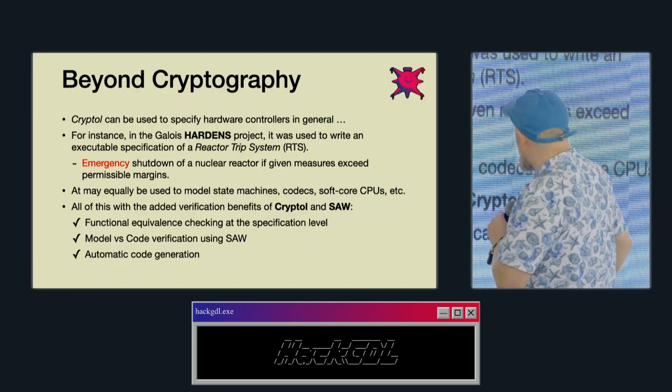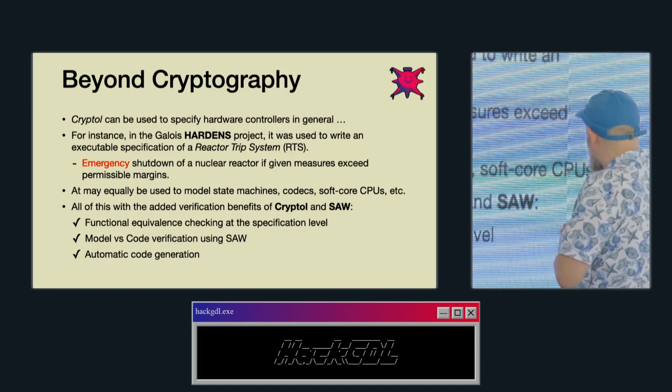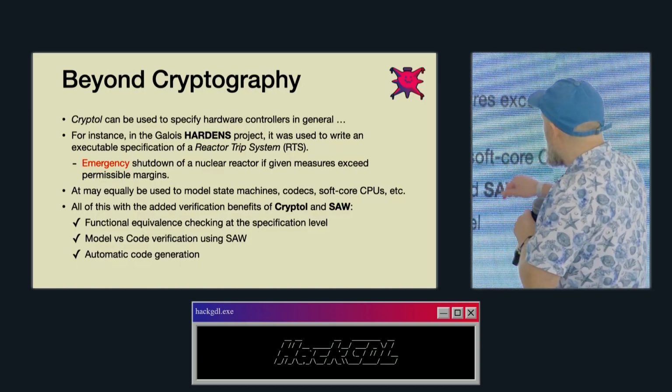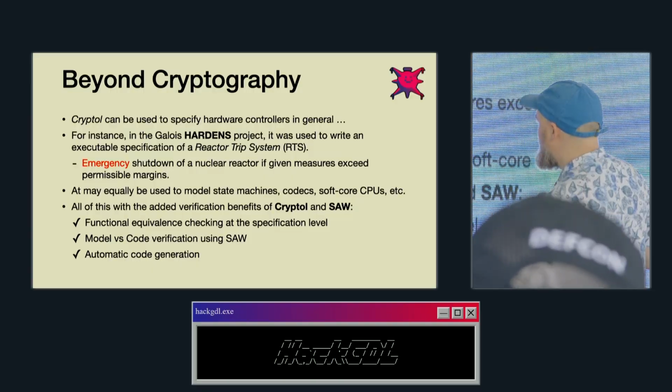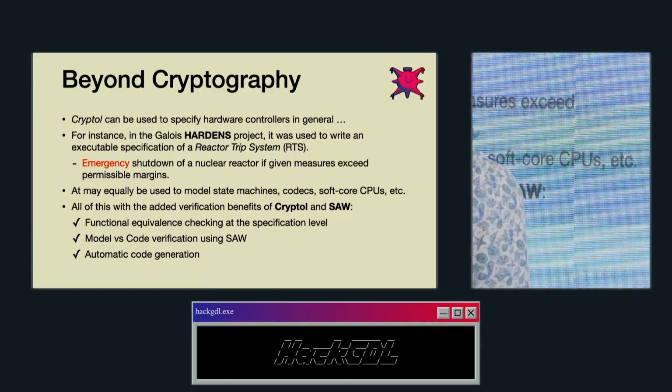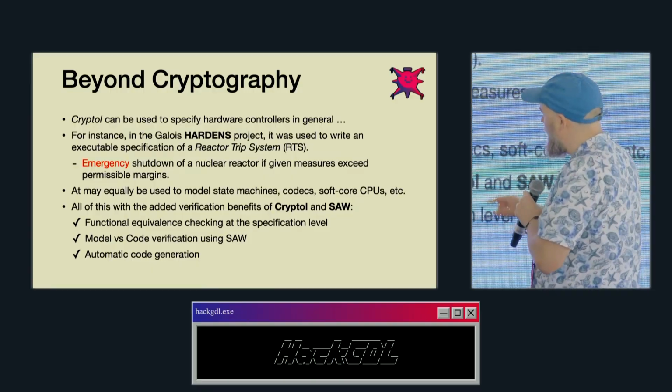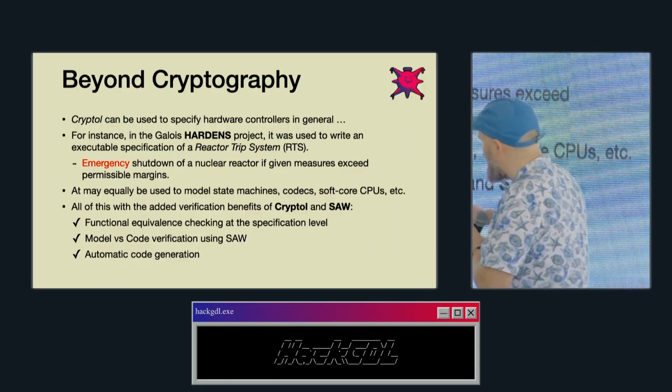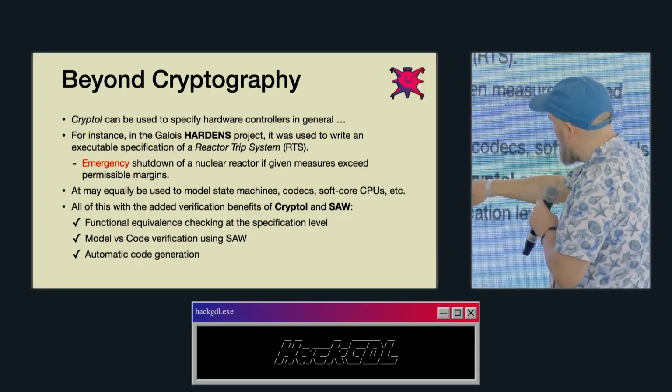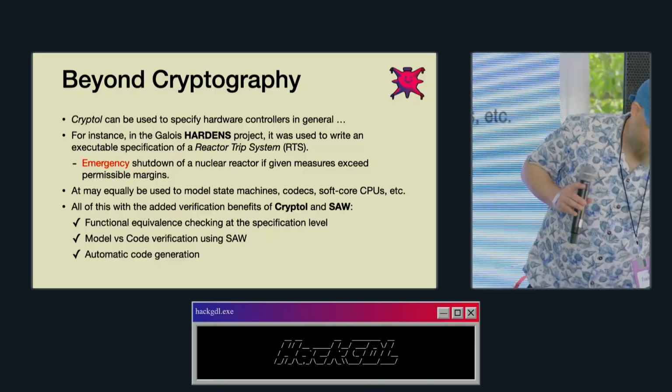There's other things that we can do. We can model codecs, CPU, state machines. So it's not restricted to cryptography. But you're getting all the benefits. You're getting this functional equivalence checking. You get model versus code verification using the SAW toolkit that I explained, and the automatic code generation as well.